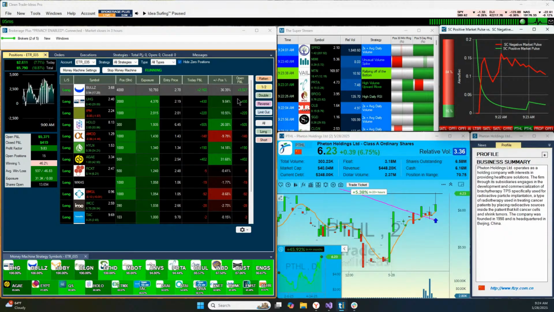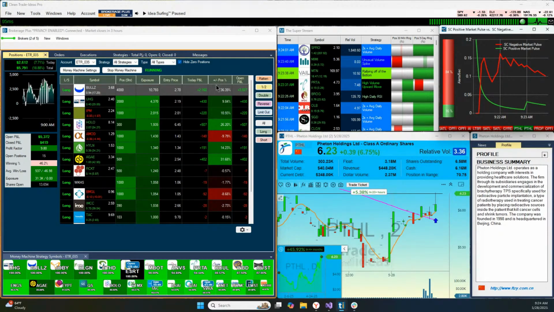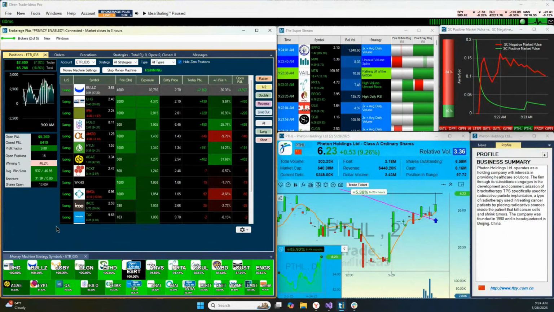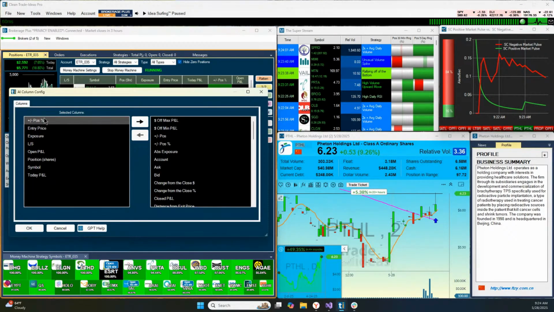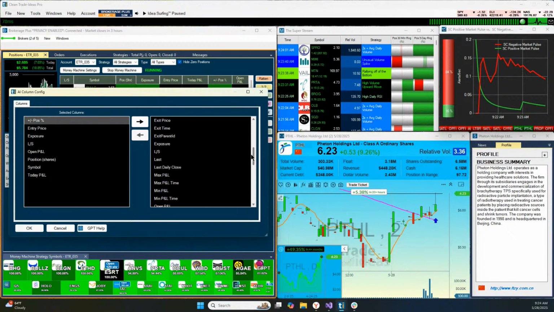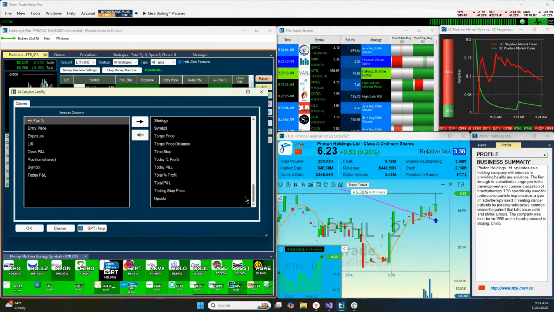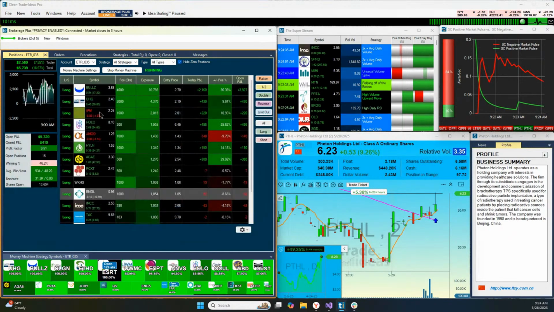So once again, I want to make sure you guys all know that in Brokerage Plus, right click, columns, okay? And this is a column that you can select. There's so many columns. Target price, trailing stop, upside, all sorts of stuff, okay? But you can have this.